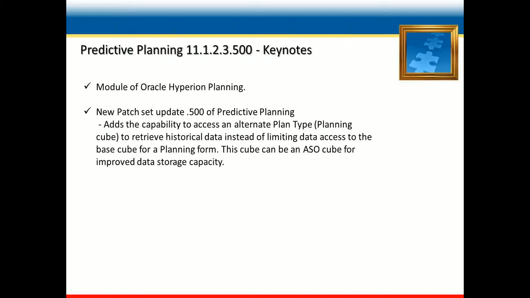So predictive planning is a module of Oracle Hyperion Planning. The .500 Patchset adds the capability to access an alternate plan type, that is a planning cube, to retrieve historical data instead of limiting data access to the base cube for a planning form. This cube can be an ASO cube for improved data storage capacity.